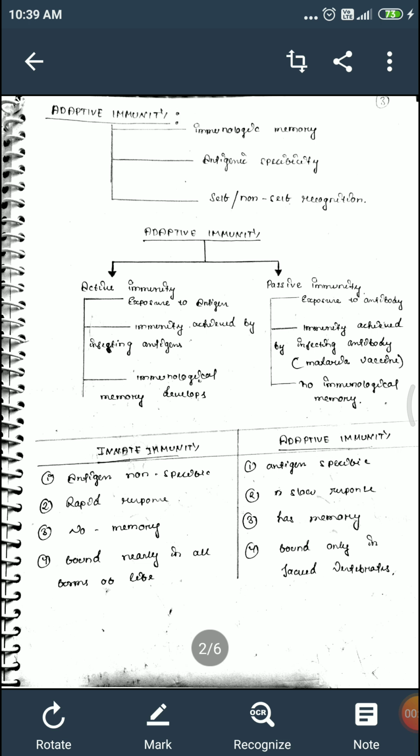Innate immunity is found in all forms of life, including microorganisms, bacteria, viruses, and vertebrate organisms. But adaptive immunity is found only in jawed vertebrates. You have to remember that adaptive immunity exists only in jawed vertebrates.